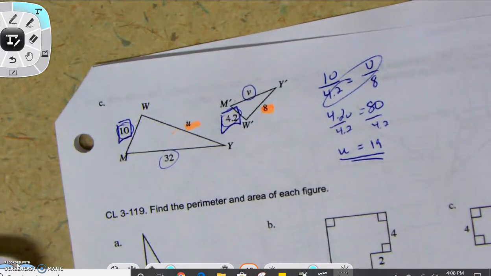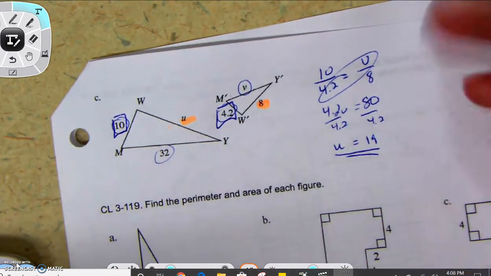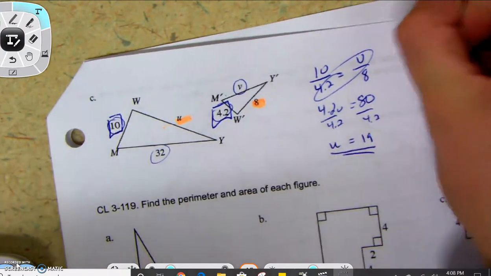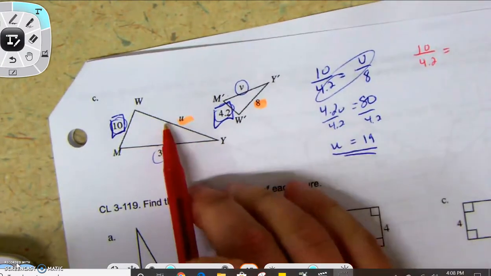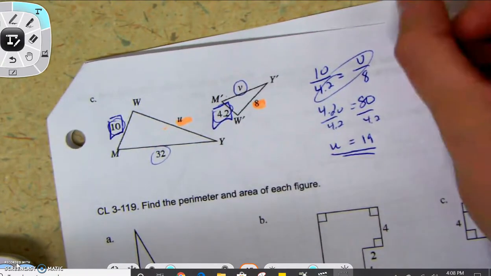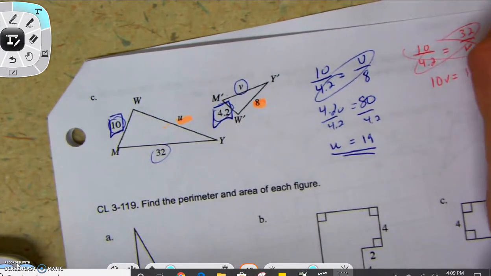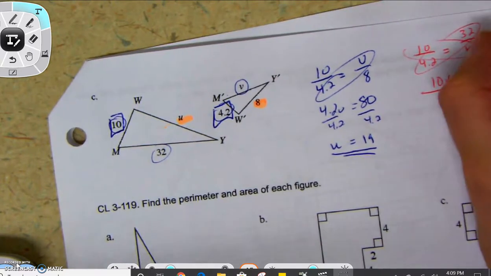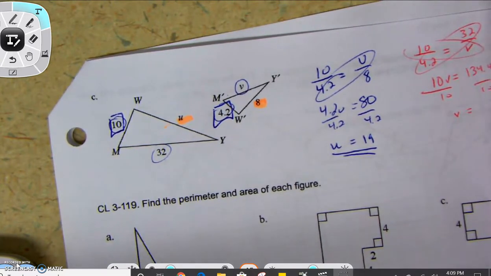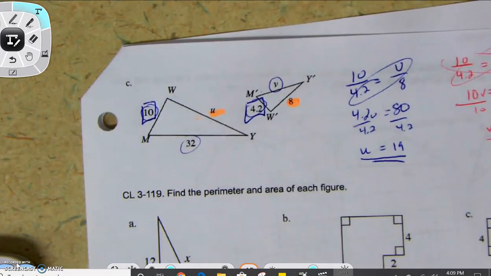But I also need to be able to find our V. So if I set up another proportion, again, I'm going to keep that 10 and that 4.2. So 10 over 4.2, and then I'm going to have 32 over V. So we can cross multiply. 10V equals 32 times 4.2, which is going to give me 134.4, divided by 10. V is equal to, I can just move the decimal once, 13.44. So we end up with those side lengths there.